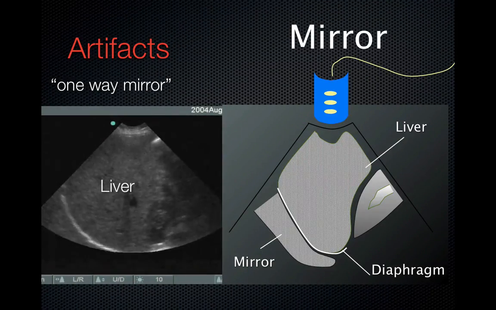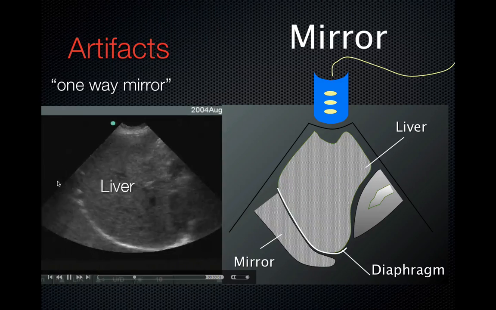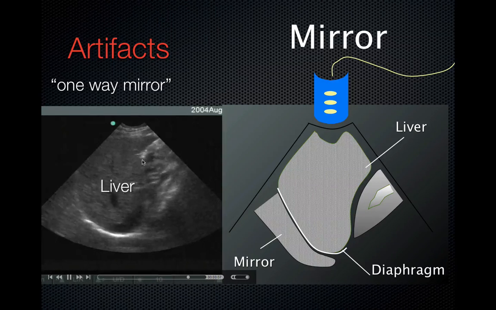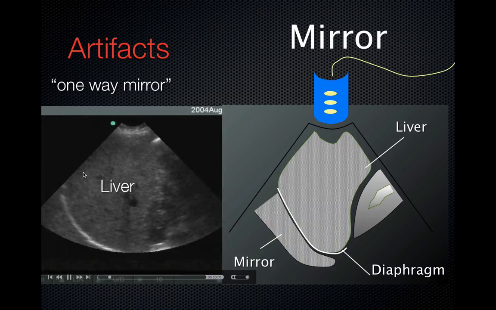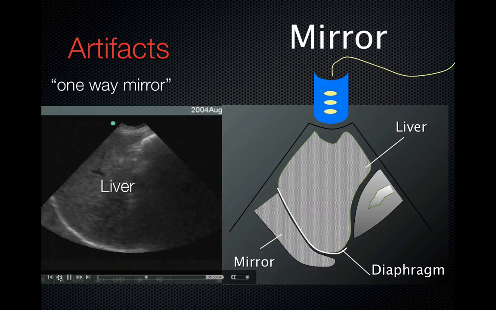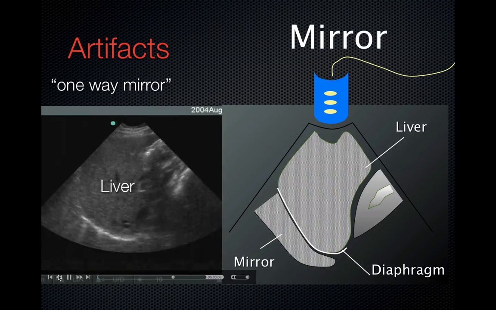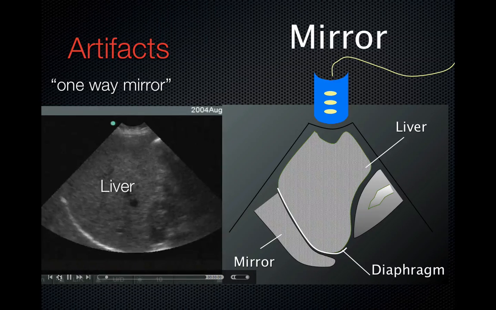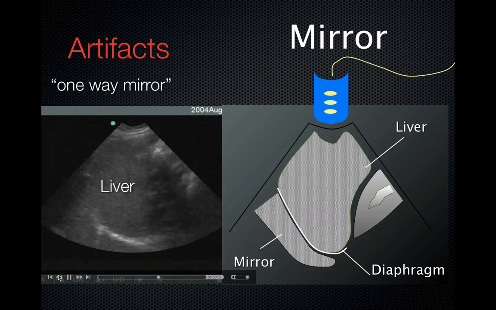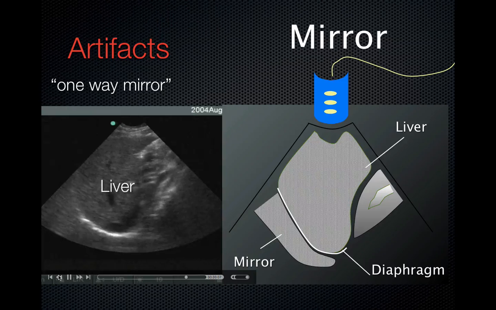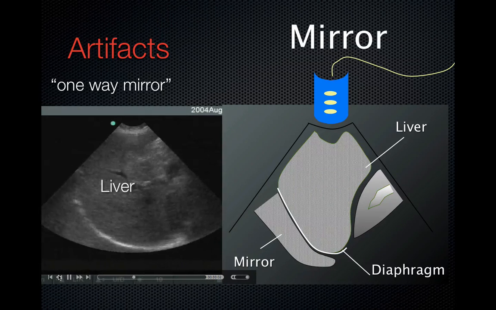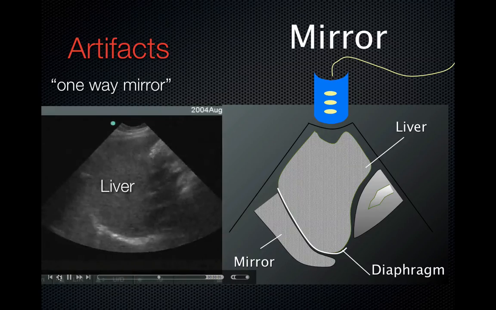Here's an example. Liver, diaphragm. Ultrasound glances off of the diaphragm up to the probe with a slight delay. The probe interprets that as a liver on the opposite side of the diaphragm. This will occur when there is air on the opposite side of the diaphragm. If there happened to be fluid on the other side of the diaphragm, the fluid would allow the ultrasound beam to propagate through, and we would be able to see the anechoic fluid on the other side. So the presence of a mirror image artifact is actually indicative of an air-filled lung.